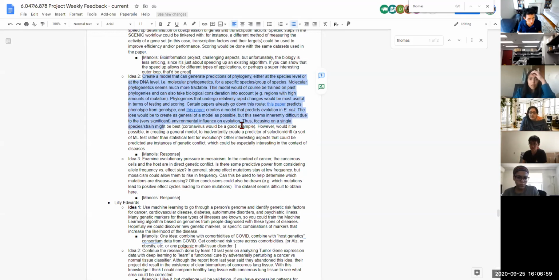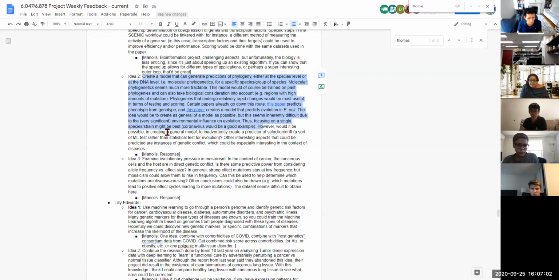Thus, focus on a single species strain, coronavirus. However, it would be possible to create a general model, predictor selection drift, other interesting aspects. Yeah, so all sounds fantastic, but how do you test whether you're right or not? Right?